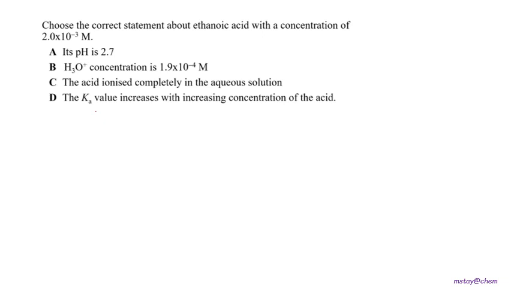In this video we are going to discuss a few questions for chapter 7, Ionic Equilibrium. Let's start with question number 1. Choose the correct statement for ethanoic acid with the concentration 2 × 10^-3 molar. So we look at option C. The acid ionized completely. This is wrong because ethanoic acid is a weak acid.